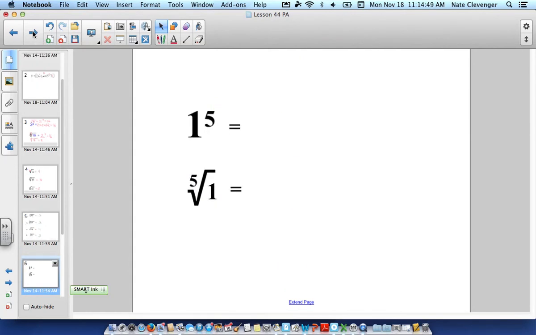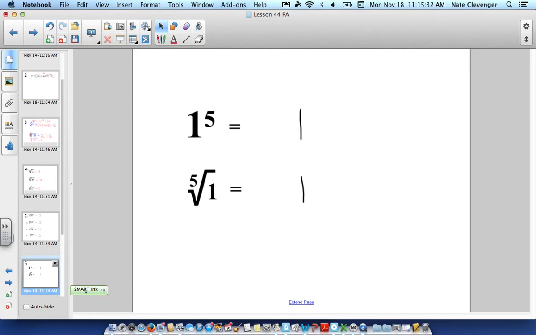All right, 1 to the 5th power. This is a hard one. Cody Leonard, 1 to the 5th power equals what? 1. Very simple, isn't it? 1 to the 5th power is 1. So what is the 5th root of 1, David? 1. Anytime you have the base of 1 to some power, it's going to be 1. Anytime you take the root of 1, it would be 1, because we can take 1 times itself as many times as we want, and it's still going to be 1.